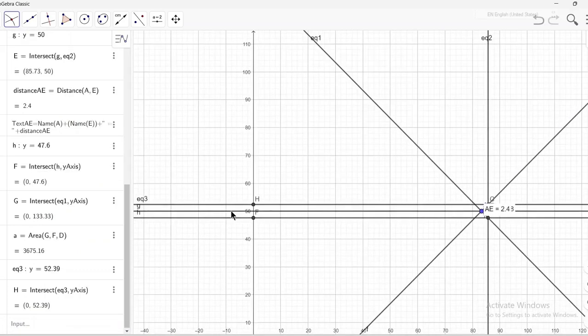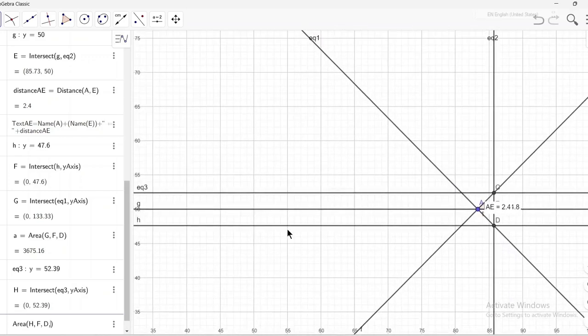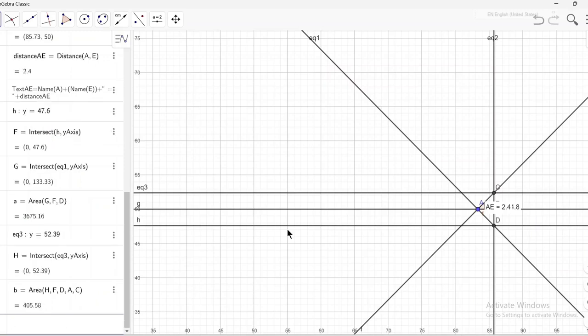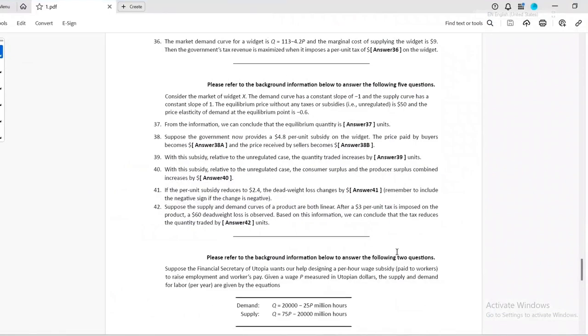So this is the point and area H, F, D, and what is this point? I think this is A. So A and C. Okay, so this is 405.58. All right, so this is the answer to this question. The consumer and producer surplus will increase by 405 point something units.